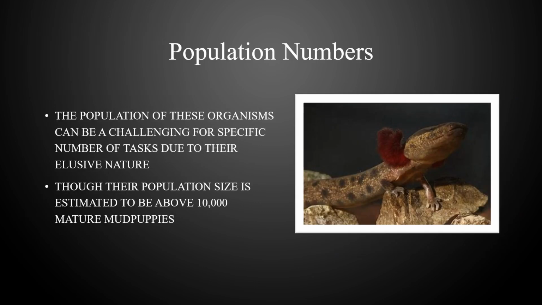Now, moving on to briefly talk about their population numbers. It's hard to get a specific number of their population due to their elusive nature and being very shy and not really seen a lot. This species is estimated to be above 10,000 mature mudpuppies out in nature, though it's a nocturnal species, so it's hard to see in the day. The species is not threatened or endangered yet, but due to pollution and the critical freshwater requirements of its environment, this species can also be seen as threatened in the future, due to pollution and human activities ruining its environments and ecosystems.